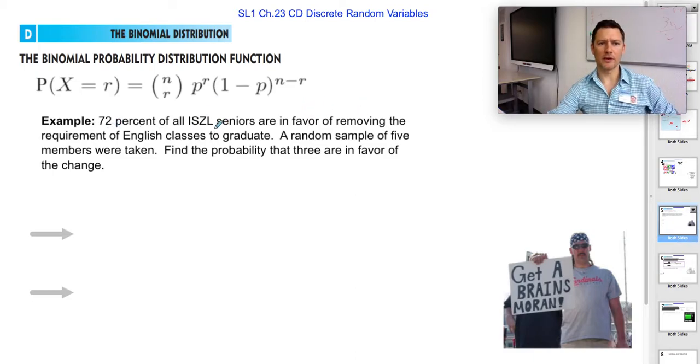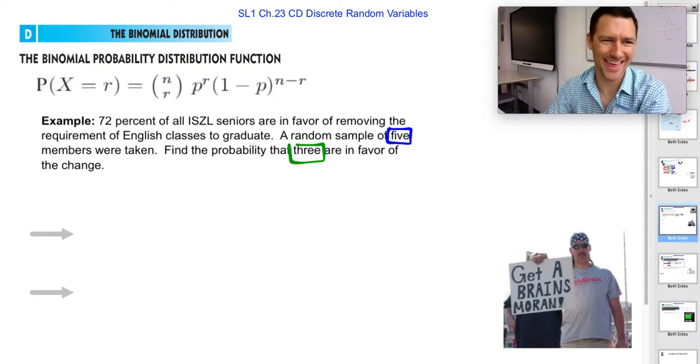So 72% of all ISL seniors are in favor of removing the English requirement to graduate. A random sample of 5 members are taken, and we want to know what's the probability that 3 out of those 5 are in favor of the change. So what's the probability that out of these 5 we get a majority vote that we ditch the English classes and spend more time on math?